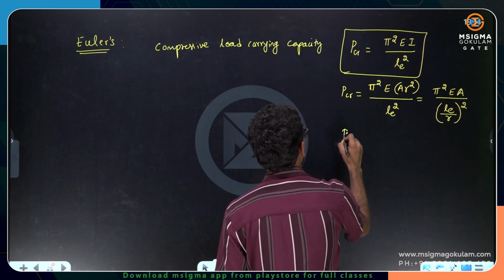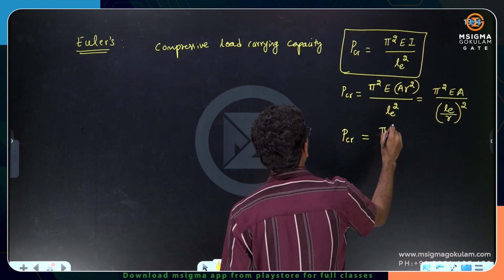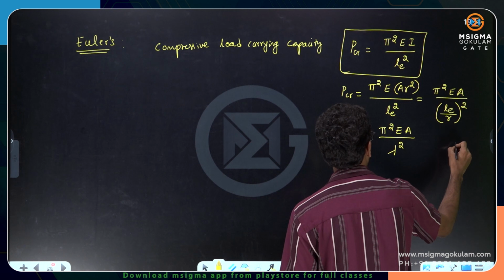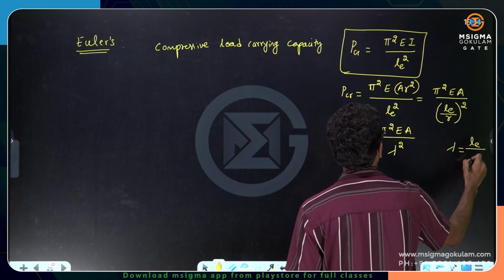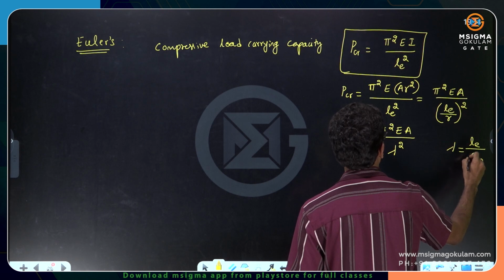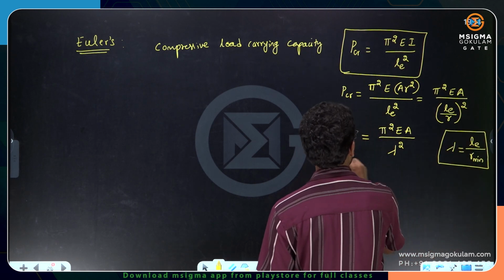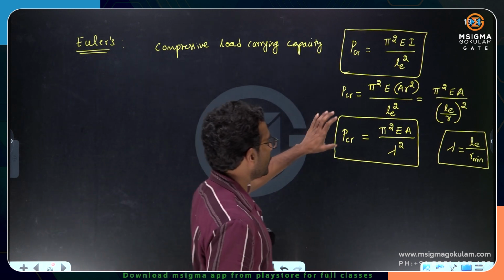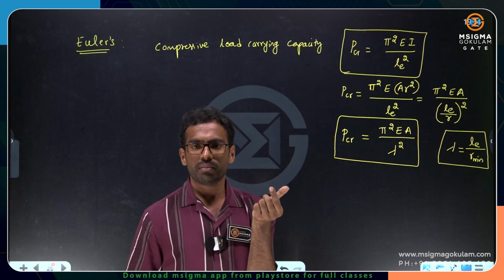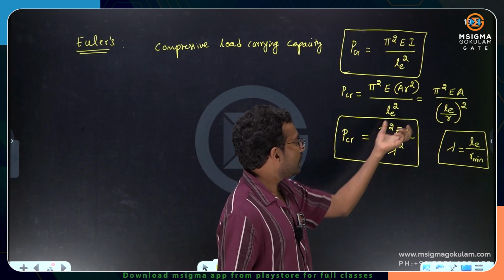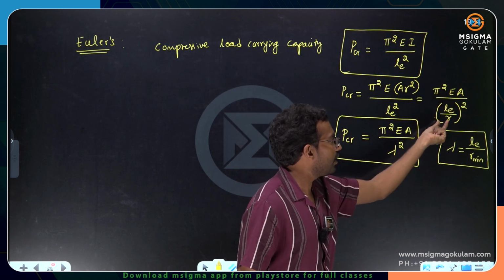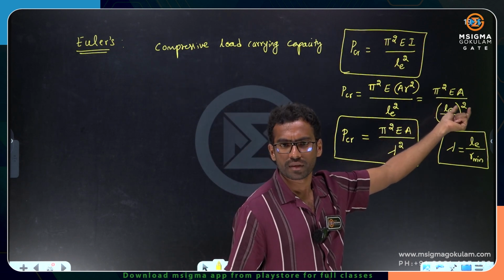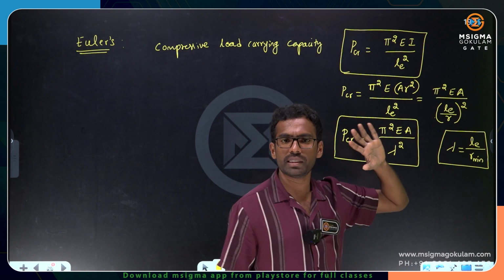So I can write the critical load carrying capacity as pi square EA by lambda square, where lambda is LE by R minimum. Please understand, dear friends, the critical load carrying capacity of a compression member as per Euler's theory is given by pi square EA by lambda square, otherwise pi square EA by (LE by R) whole square. The length of the column is fixed. Based on end conditions, the effective length of the column is fixed.